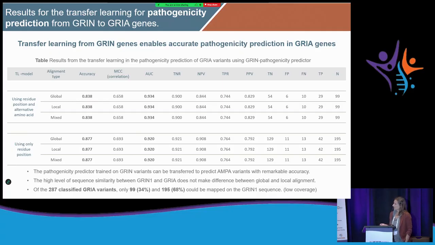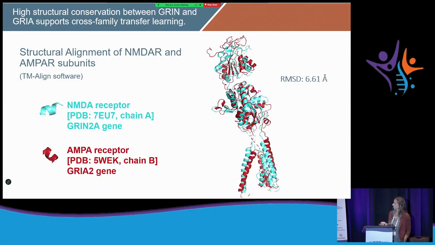However, out of 280 variants, the last column is the number of variants that we were able to classify, so those that were included in the alignment and for which there was a prediction in the GRIN genes. As you can see, we predict only a small number, 99 or 195, which correspond to 34 or 68%. So our predictors still have a quite low coverage.